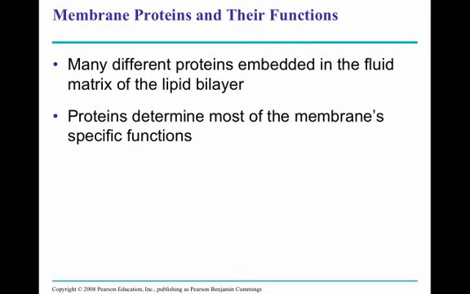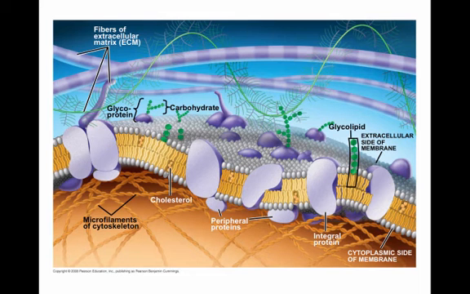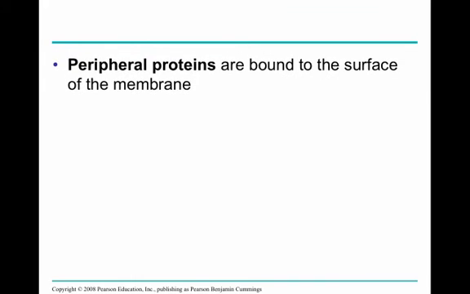Proteins are what make membranes do their job, and they are specific to the cells that they're in. So certain proteins will always be found on certain cells. You can see by this picture, there's lots of different types of proteins with lots of different extensions, doing lots of different jobs. But we really have two basic types of proteins that you can identify on a membrane.